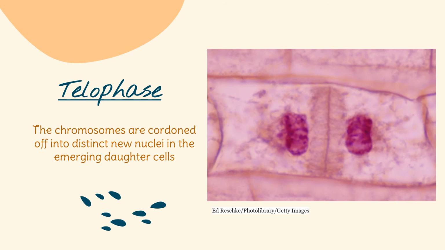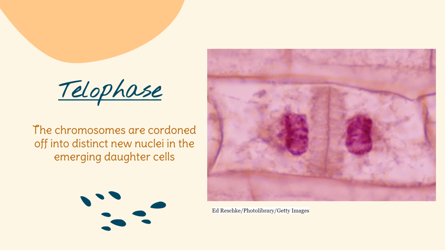In telophase, the chromosomes are cordoned off into distinct new nuclei in the emerging daughter cells. In this stage, the following changes occur. The first is the polar fibers continue to lengthen. The second is nuclei begin to form at opposite poles. Next, the nuclear envelopes of these nuclei form from remnant pieces of the parent cell's nuclear envelope and from pieces of the endomembrane system.